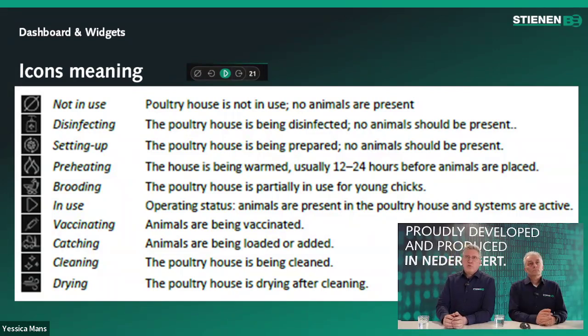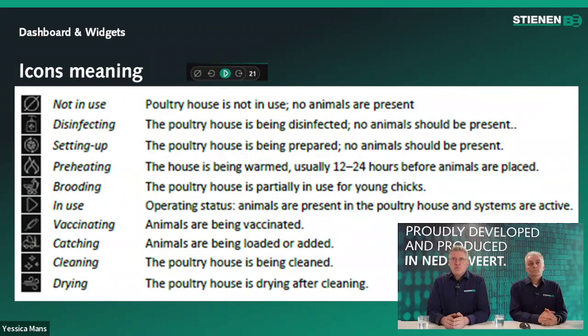In this slide, the programs are available in the PL-9600. So, first, not in use. There are no animals in the house and the normal alarm system is switched off except for system problems and installation alarms. New in the PL-9600 is disinfecting. Enter the parameters for the controls that you are used to disinfect the house. Also new in the PL-9600 is setting up. Enter the parameters for the controls as you use to set up the house, such as light, feed, etc.